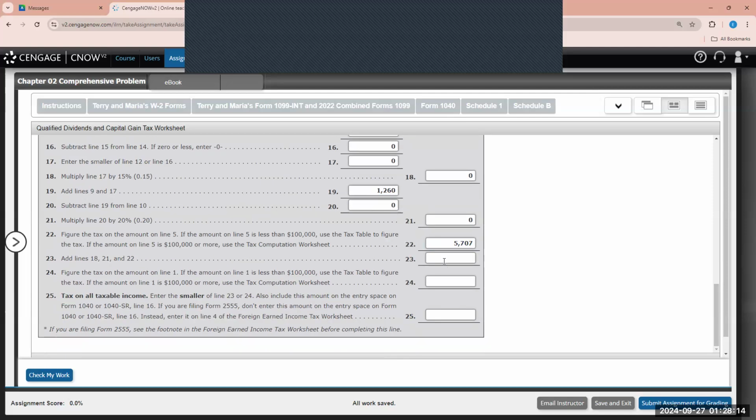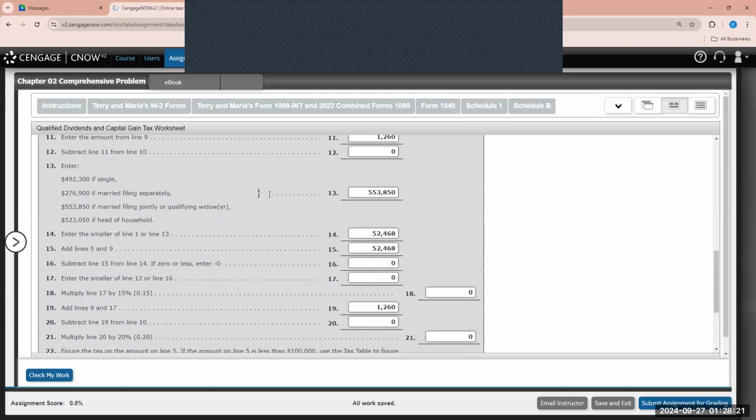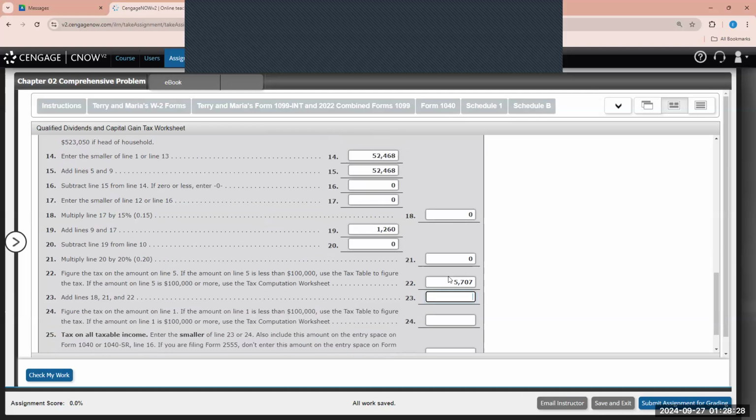5,707. Line 23 asks us to add lines 18, 21, and 22. So again, none of the capital gains or the qualified dividends are taxed. Therefore, the tax liability remains the same. So it is very important for this worksheet to be completed because, again, capital gains and qualified dividends are not taxed at the ordinary income tax rate, hence why we have to separate the amounts.